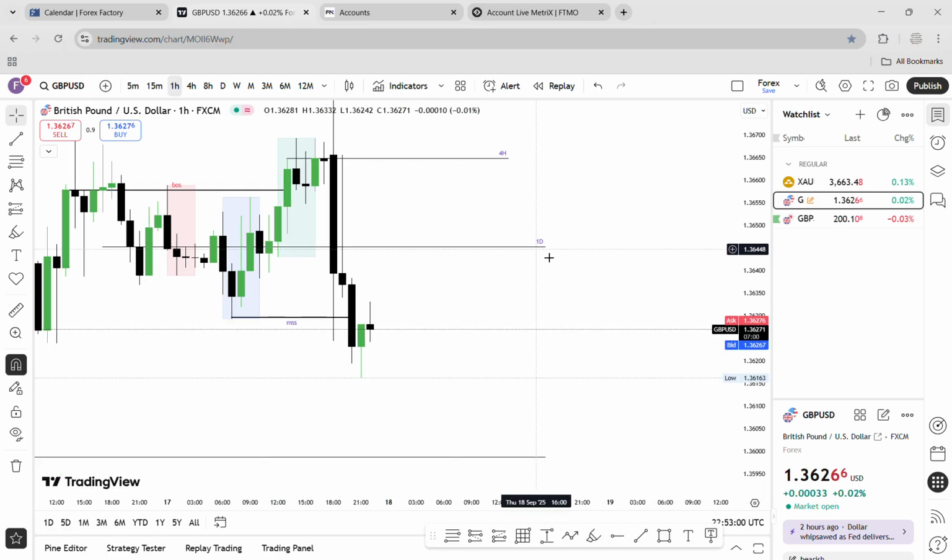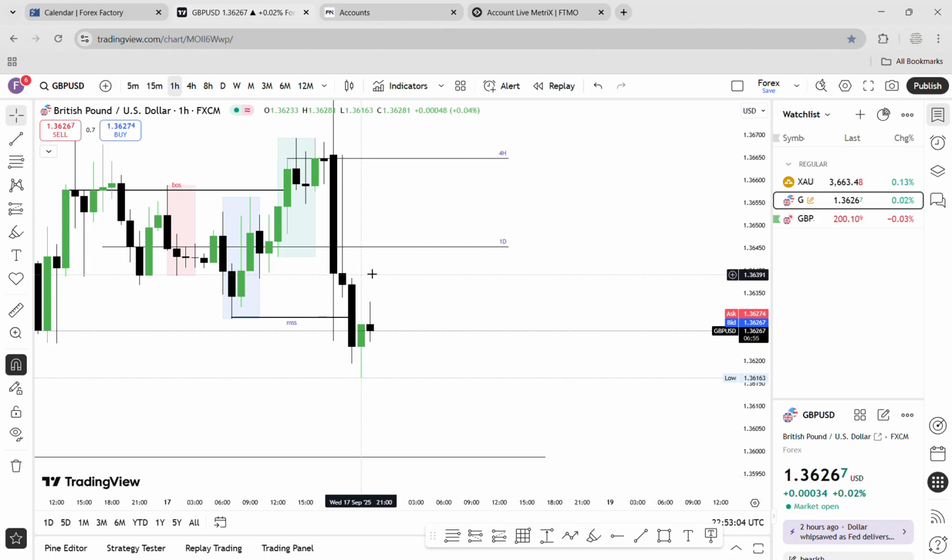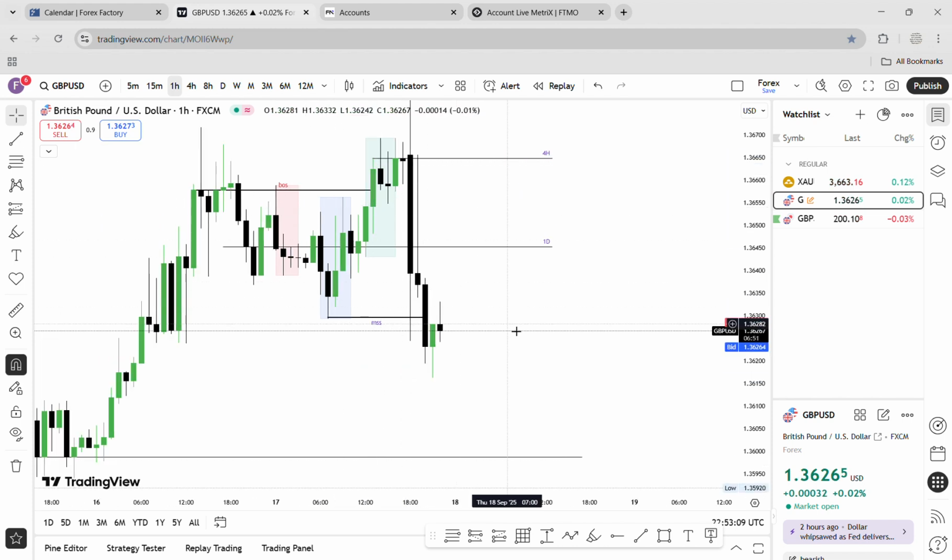Or if you don't see a market structure shift, right? Because that 4 hour has already rejected that level, you are not waiting for a 1 hour market structure shift. That's all.